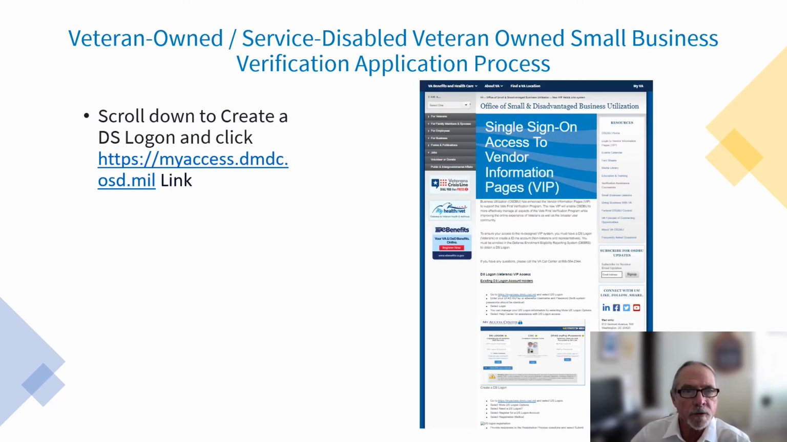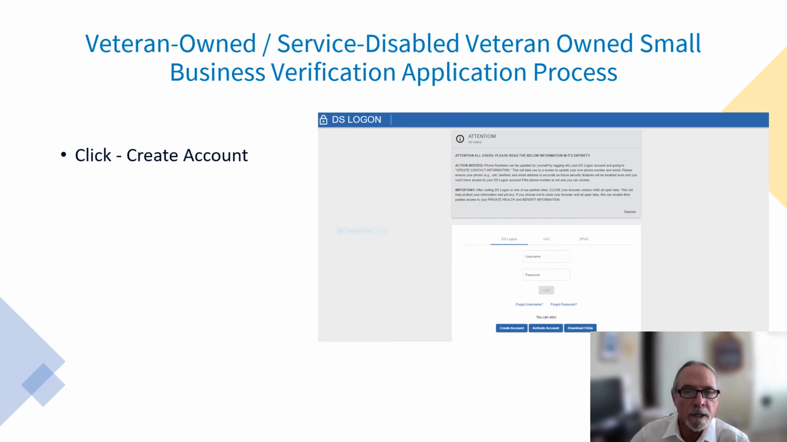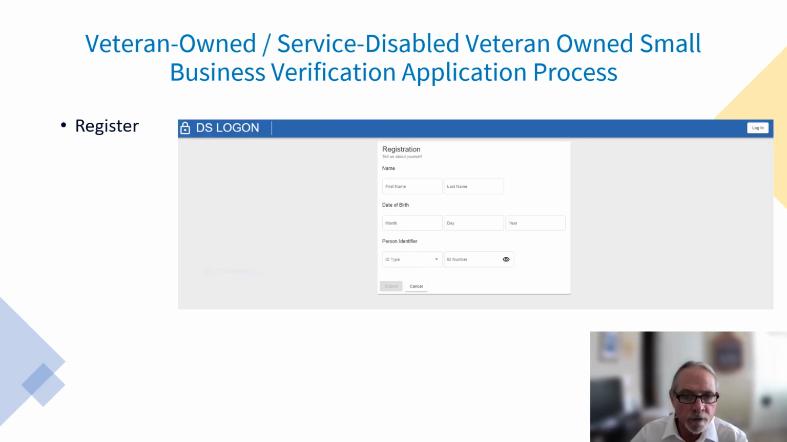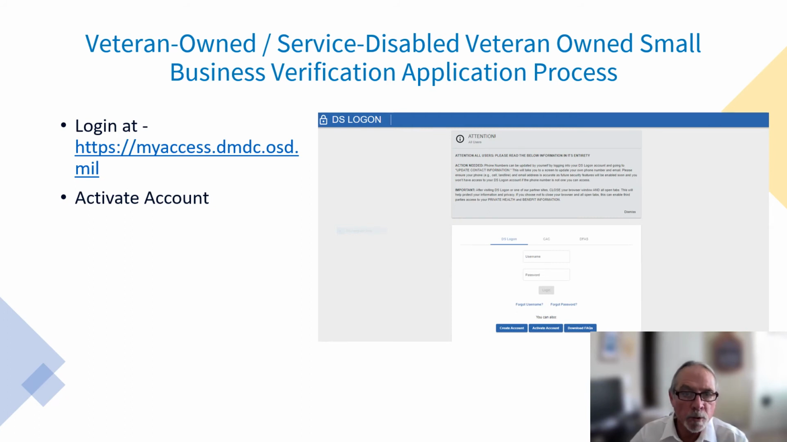Next, scroll down to Create a DS logon and click the My Access link. Next, click Create Account. Next, select registration method by clicking the applicable access type. Now you can register your account. When complete, log on at the following link, then activate account.